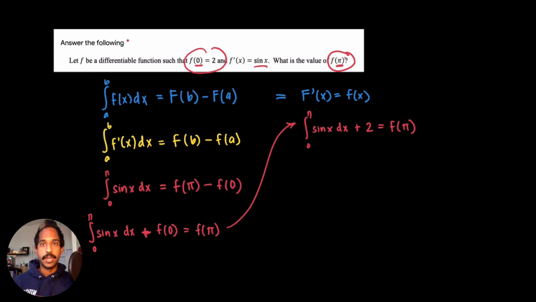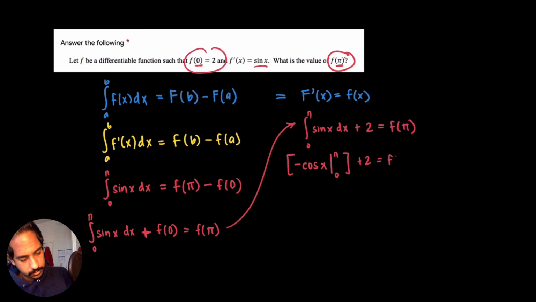Now the integral of sine x dx, well, we're going to evaluate this definite integral. I know the integral of sine x is negative cosine x. So we have negative cosine x from 0 to pi. That plus 2 will equal f of pi. We're going to now keep writing this down. We're going to plug in these values.